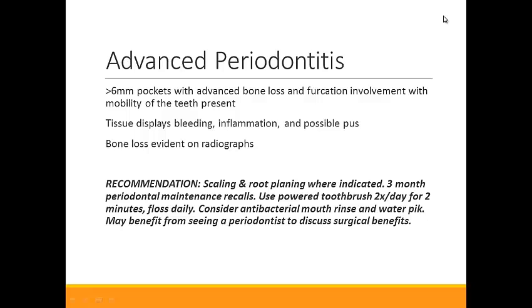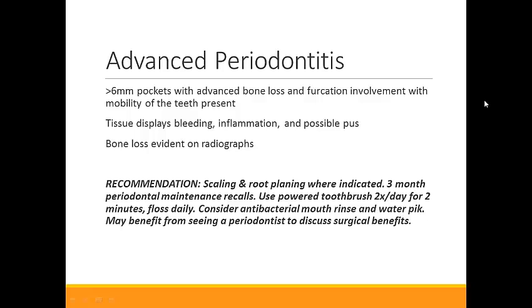A patient presents with advanced periodontitis. Indications for this would be greater than 6 millimeter pockets with advanced bone loss, furcation involvement, and mobility of the teeth. Tissue displays signs of bleeding, inflammation, and possible pus. Bone loss is evident on the radiographs.